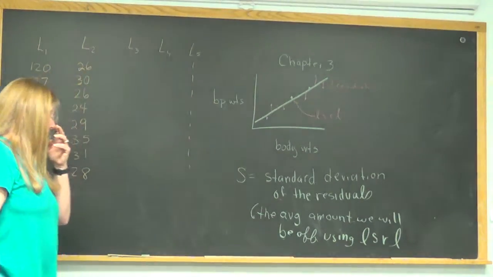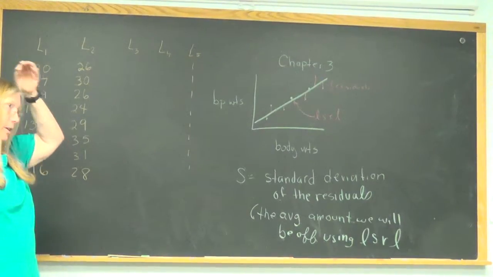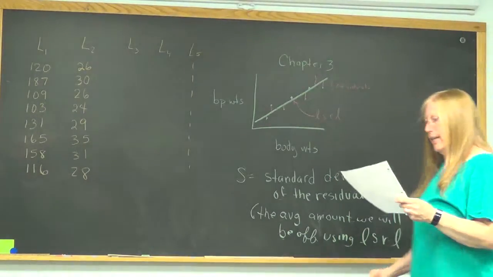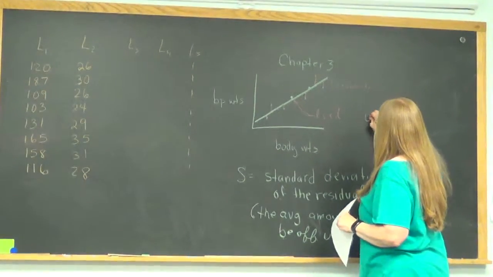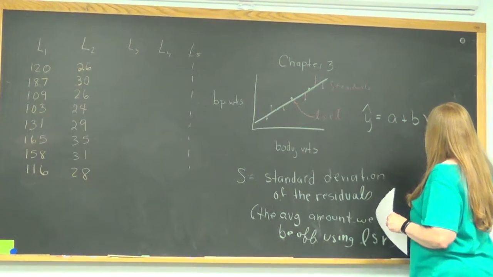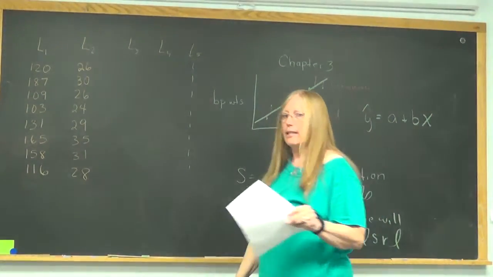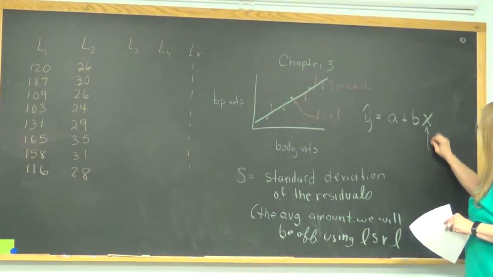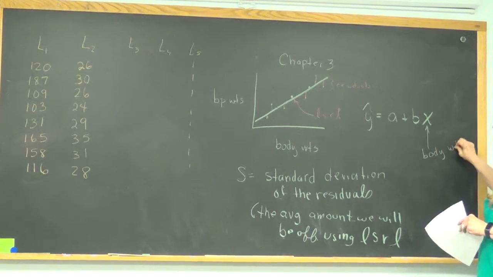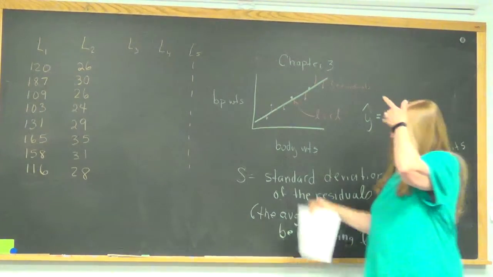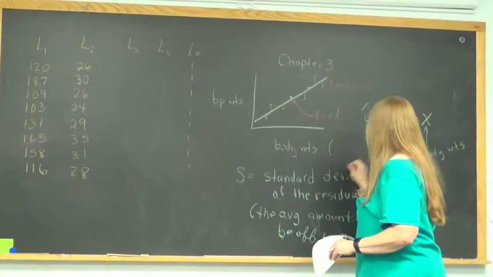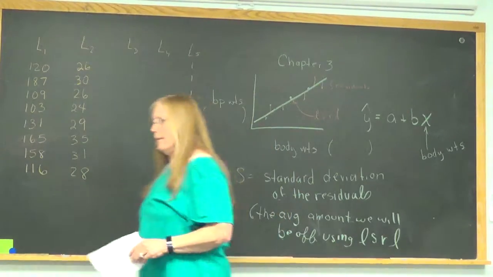All right, so then we actually put the data in our calculator a long time ago, and we found a least squares regression line. And we called it y hat equals a plus bx. Now, x is the body weights. So I'm going to decorate this so you know what each of these is. This is the body weights. We also called that, there was a name we gave this variable and this variable. Does anyone recall?